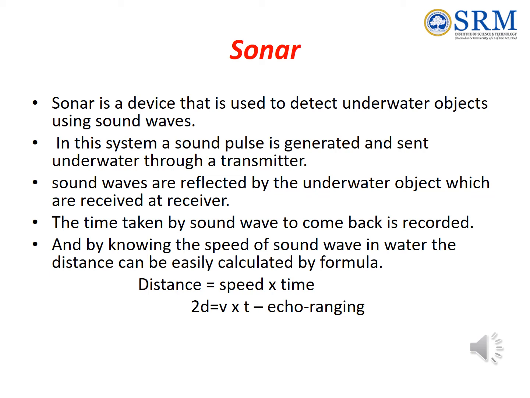The distance is calculated by knowing the speed of sound in water and the time taken to transmit and receive the ultrasound. So here the time interval is t and the speed of sound is v. The total distance will be 2d, which is equal to v times t. This equation is particularly known as echo ranging.